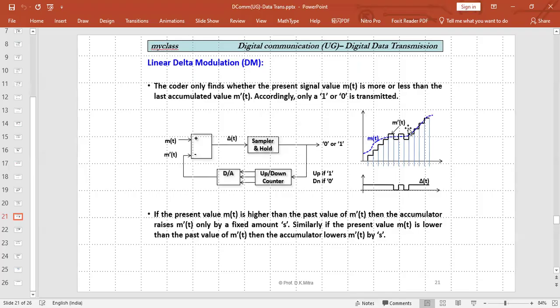Now look at this schematic diagram. This is a sample and hold circuit which creates these steps of signal. Now, if it goes high, then there is a circuit which creates a 1. If it is low, it creates a 0. Now, this 1 or 0, up if 1 and down if 0, goes to an up-down counter.